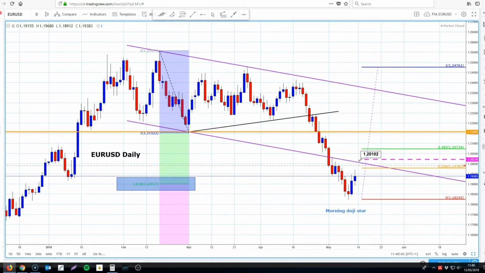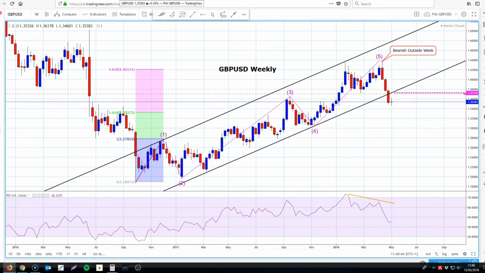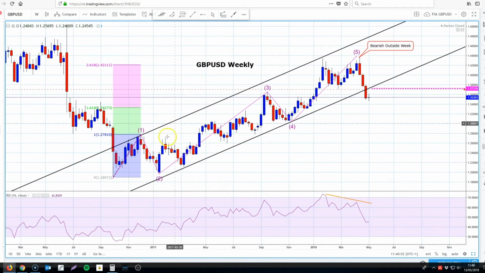Sterling dollar, we're highlighting what we believe are the most significant chart time frames for the different currency pairs. So here we see a 5-wave completion to the upside, bearish outside week, strong move to the downside, and then we've posted this doji style candle from last week, which highlights indecision.